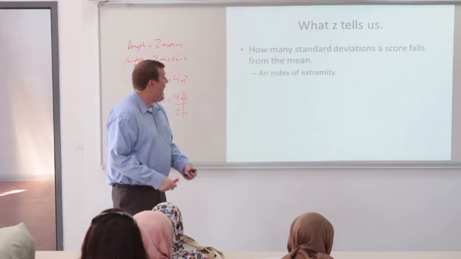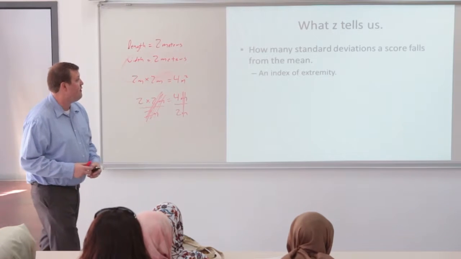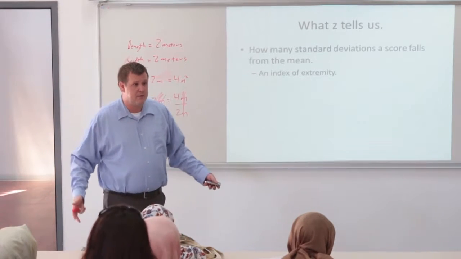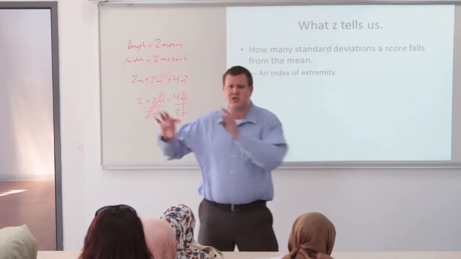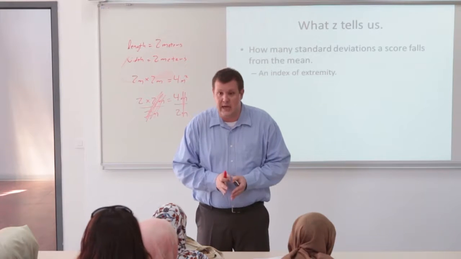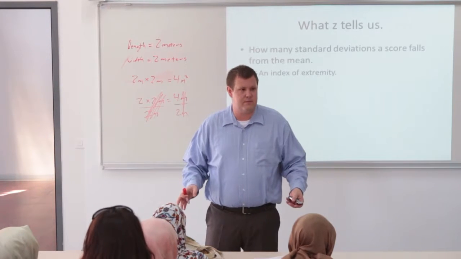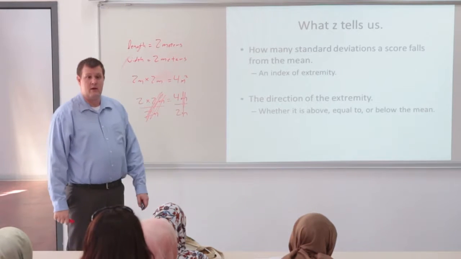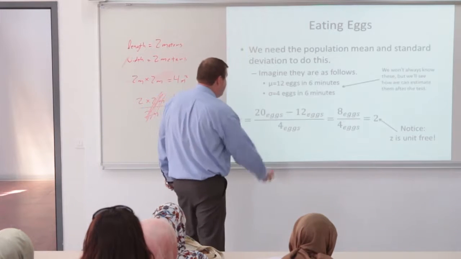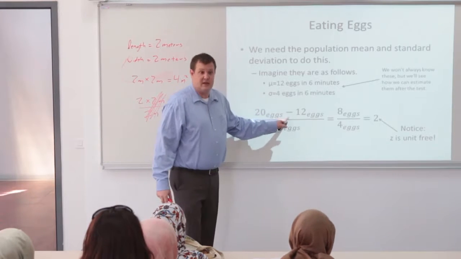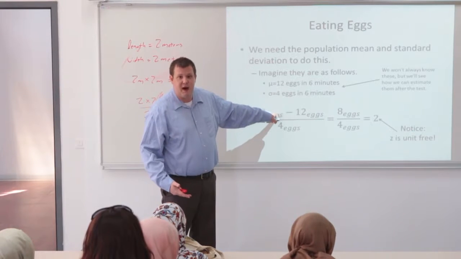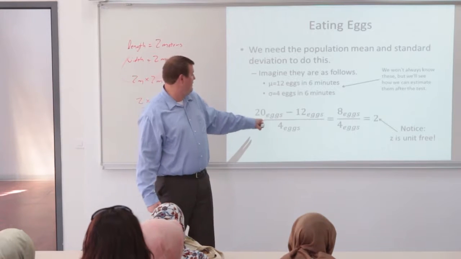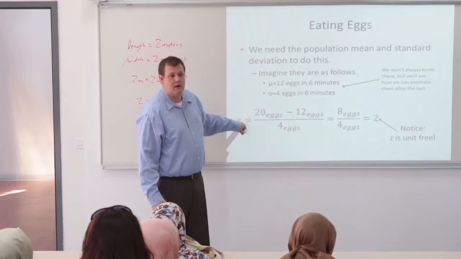Now, this tells us how many standard deviations a score falls away from the mean. This is an index of extremity, right? It tells us how extreme a score is in terms of the mean and the standard deviation. All right? Cool. It also tells us the direction of the extremity. Because the z-score is just a function of the deviation, when the deviation is positive, the z-score will be positive. When the deviation score is negative, the z-score will be negative.